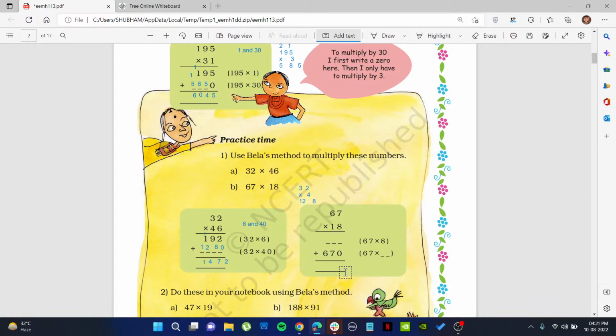Okay. Now let's solve question B. Similarly, we will be applying the same method here. Here we need to multiply 67 with this 18. Okay. So what is going to be our first step? We need to break this 18 into two parts. We will be breaking it into tens and ones. So let's break it right here. Let's first erase this.